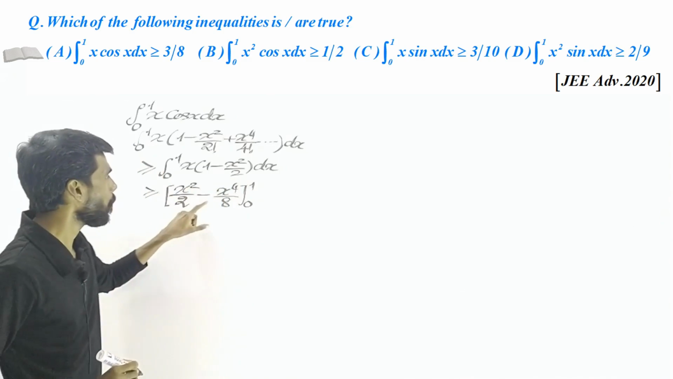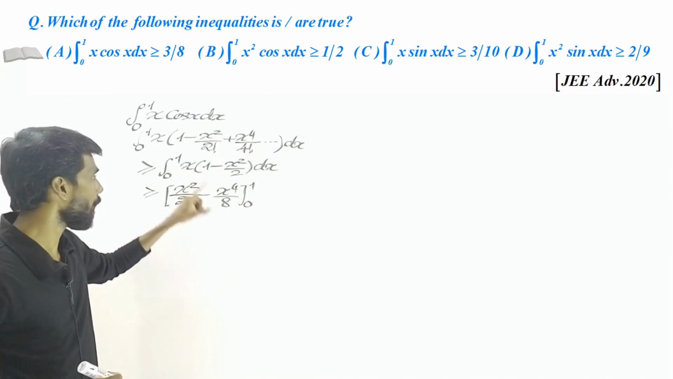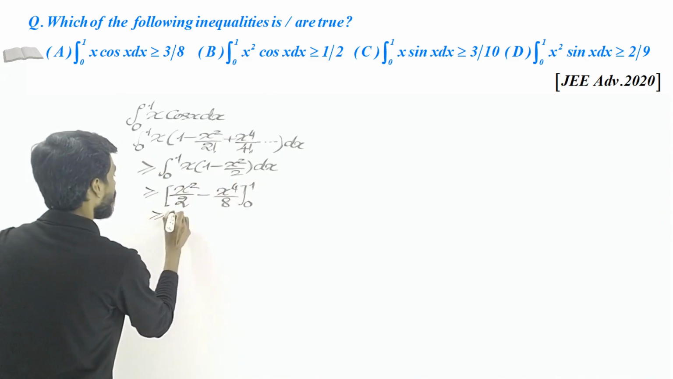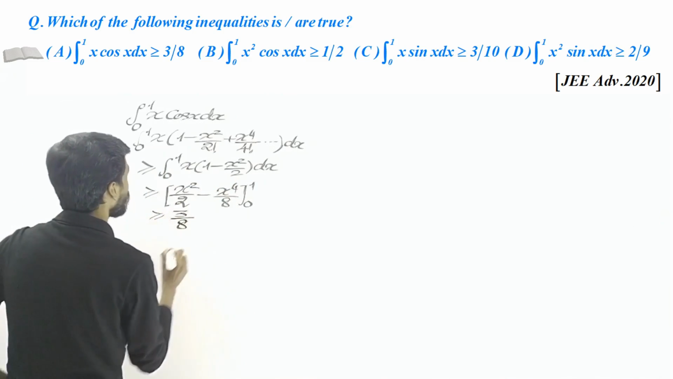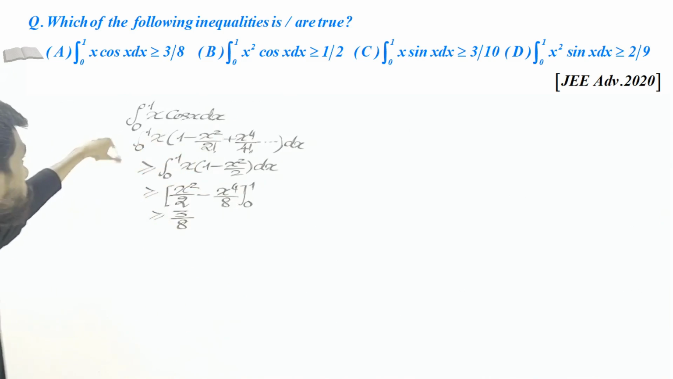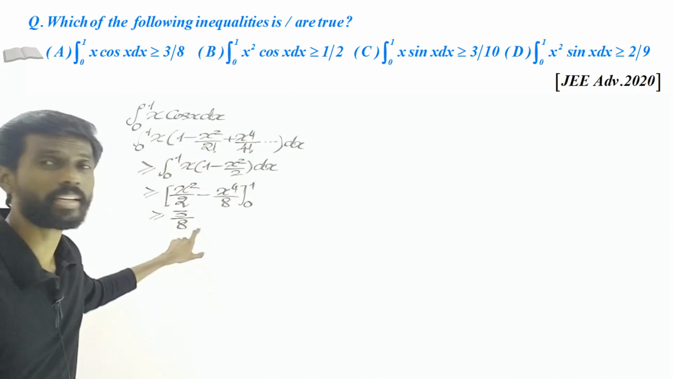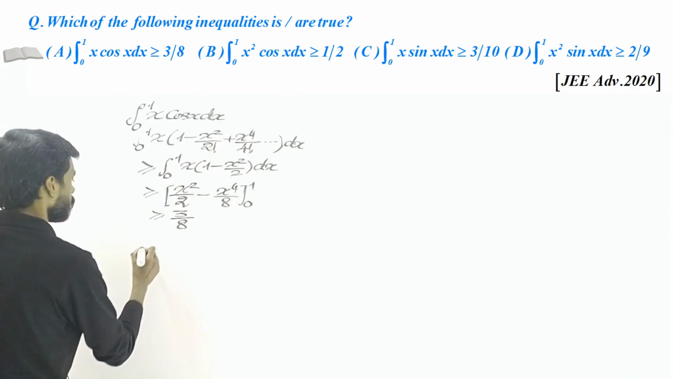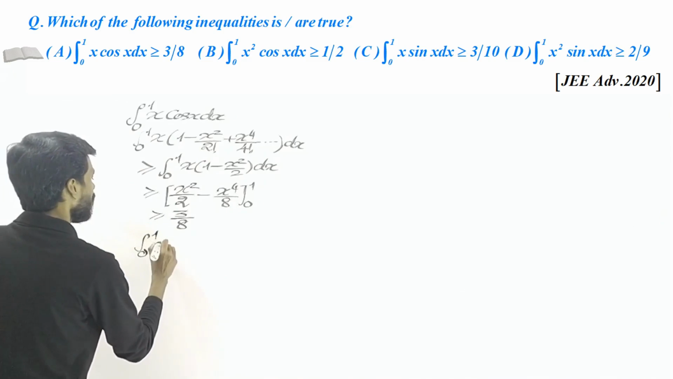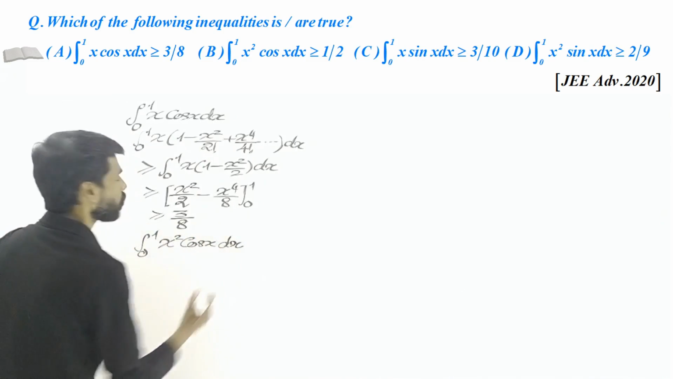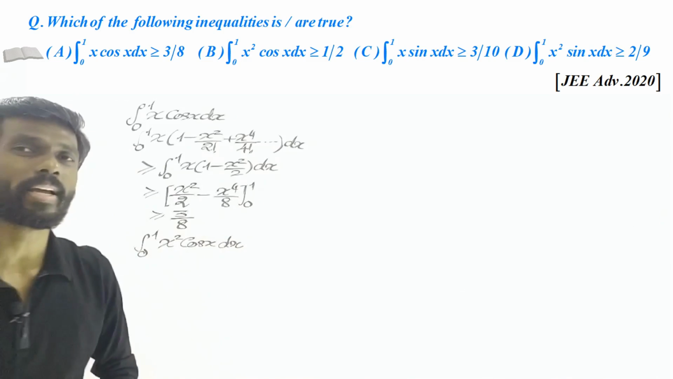This is 1 by 2 minus 1 by 8. So 4 minus 1, 3, 3 by 8. So this whole value is greater than or equal to 3 by 8. So that is the answer to the first question: integral 0 to 1 x cos x is greater than or equal to 3 by 8. Now we also have to find this one, integral 0 to 1 x square cos x dx. So let us find this. This can also be done by the same method.